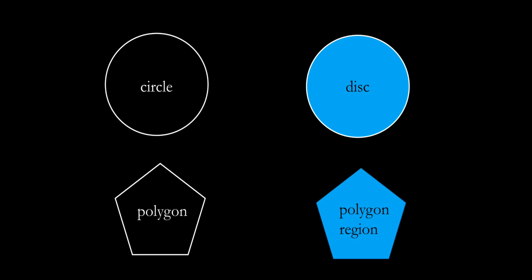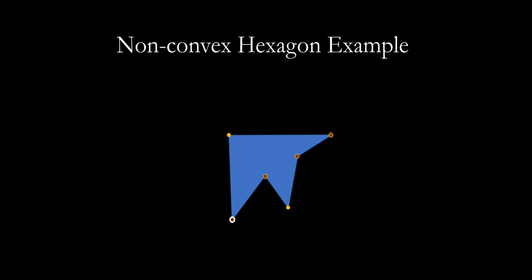This is a circle. It is one-dimensional. This is a disk. It is two-dimensional. This is a polygon. It is one-dimensional. This is a polygon region. It is two-dimensional.